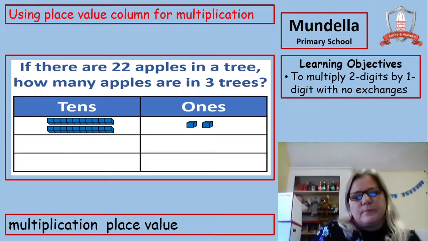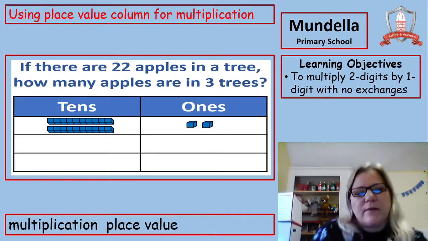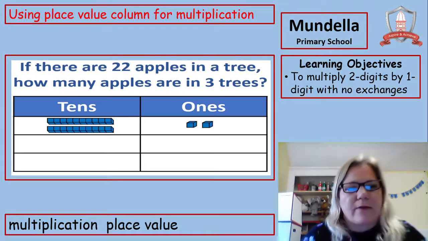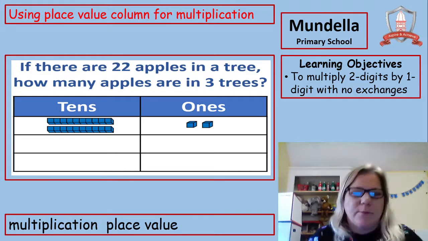So let's work through a problem together. There's multiplication, and you can see I'm using our place value grids and our base 10 that we're quite familiar with now. So if there are 22 apples in a tree, how many apples are there in 3 trees?